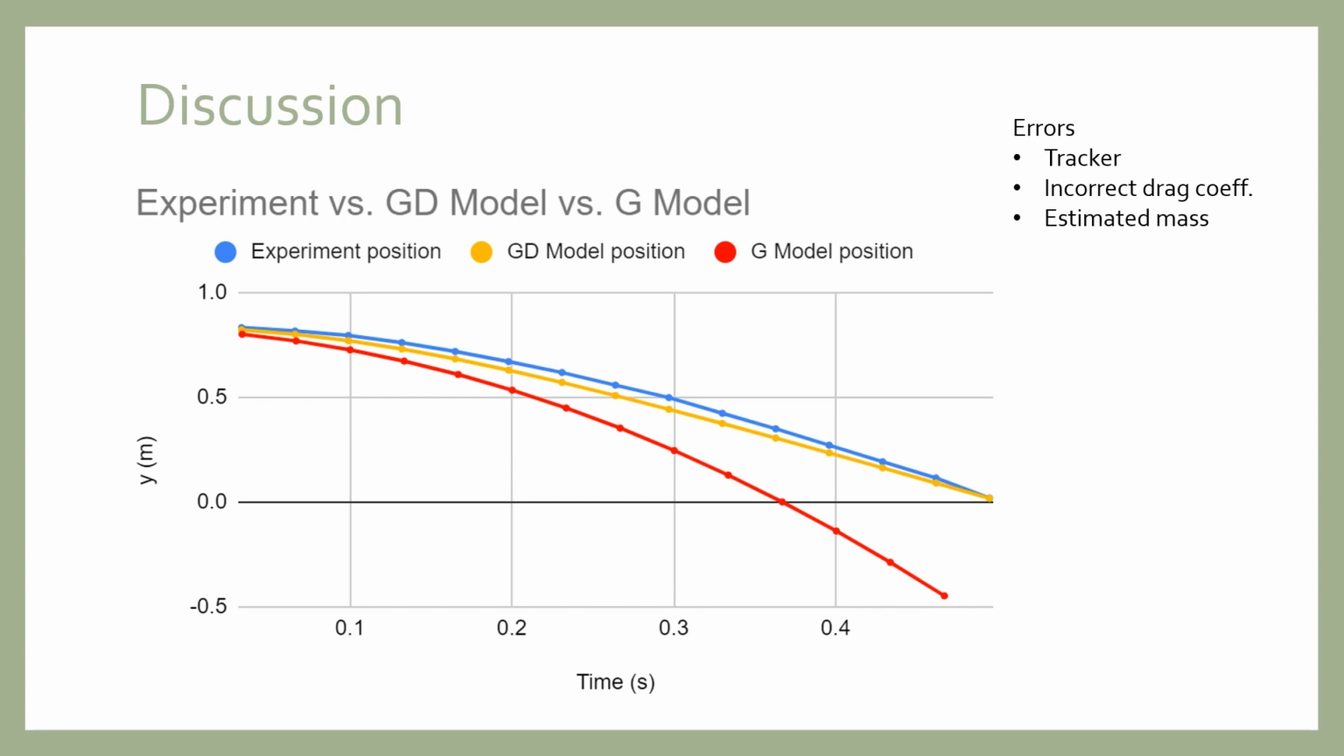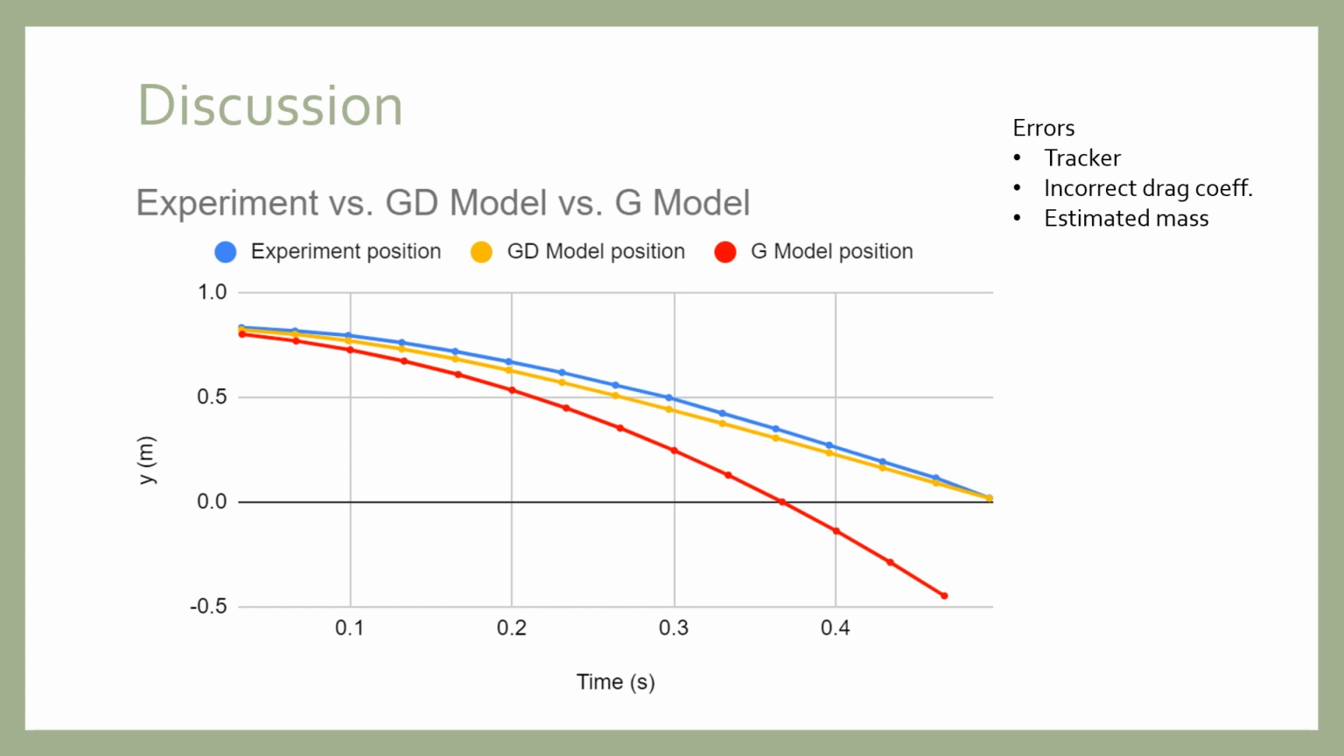Furthermore, this deviation may be a result of using the incorrect drag coefficient, as the drag coefficient for the computational model was determined through trial and error. There may have been a better coefficient to use. Finally, an error could have resulted from estimating the mass of the coffee filters, and if the actual mass of the coffee filters was different than what I googled, the computational model would be incorrectly modeling the experiment.